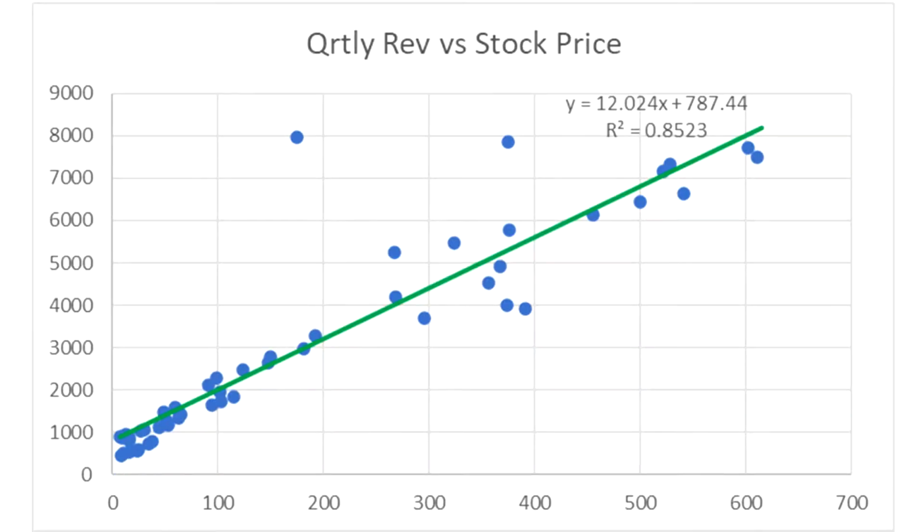The quarterly revenue and the stock price are so strongly related that I was able to actually plot the slope of the line. And here you can see this regression analysis gave us everything that we needed to show that there is a very strong correlation between the quarterly revenue and the stock price.